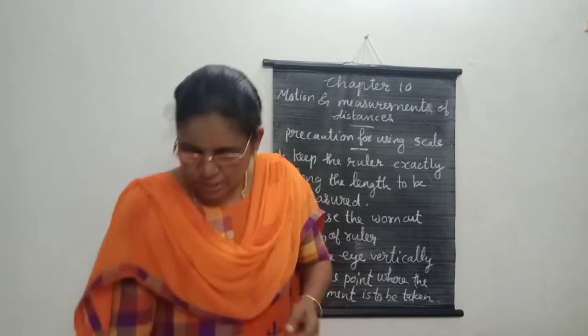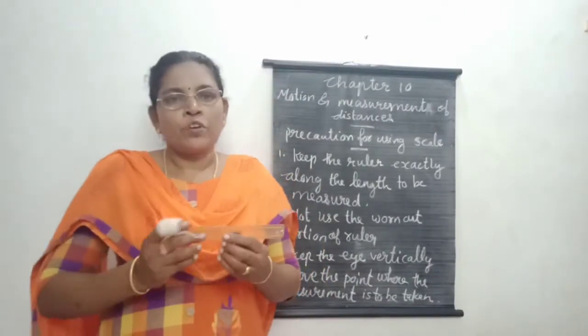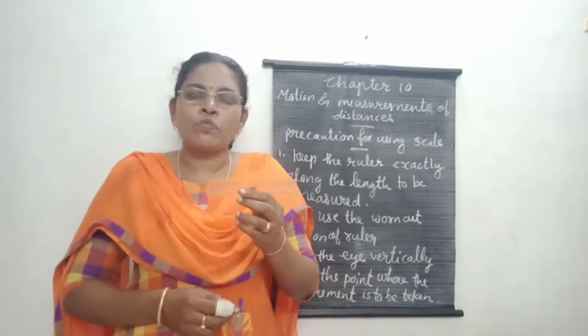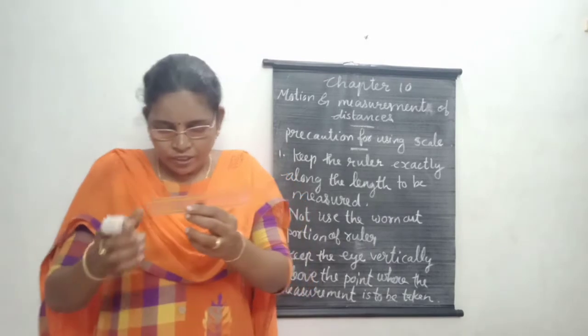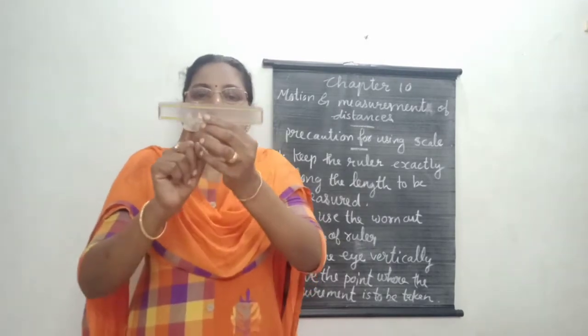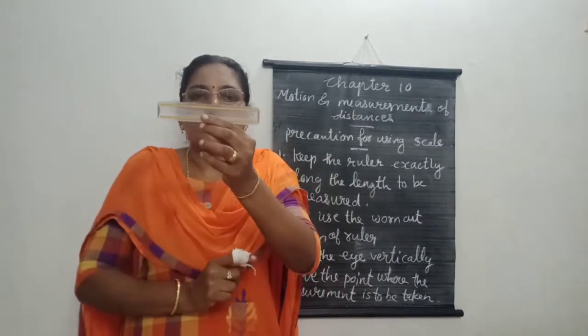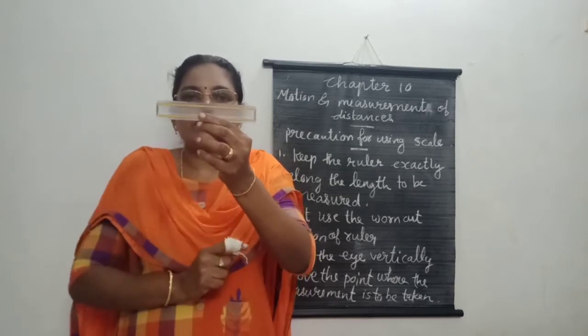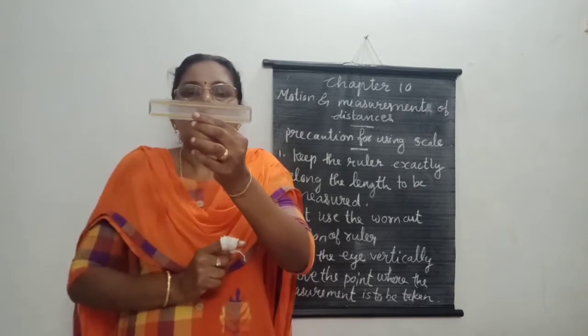Then the third precaution. When we use the scale for measuring an object, the correct position of the eye is also very important. We keep our eyes exactly in front of the scale and measure the reading.